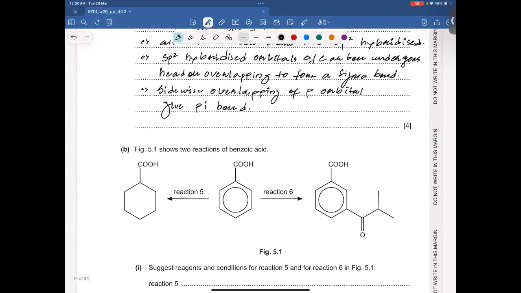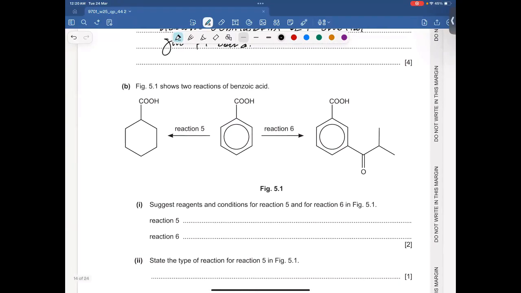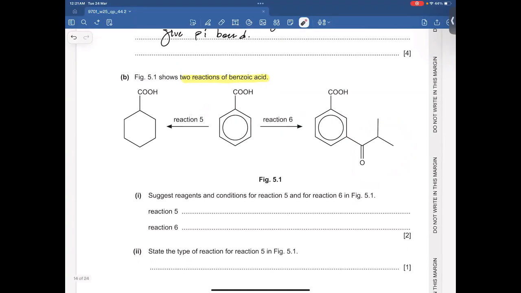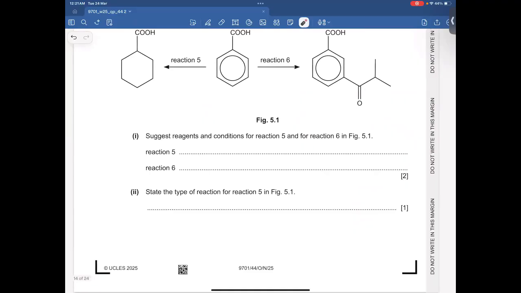Okay, next B part. This figure shows two reactions of benzoic acid. So in reaction 5, from here to here, the pi bond of benzene disappears, which means this is going to be hydrogenation reaction, also called reduction, also called addition of hydrogen, in which I'm going to use hydrogen gas in the presence of nickel catalyst. And reaction 6, I need to attach an acyl group, which means acylation takes place. So reaction 6 is acylation, and for that we need acyl halide as a reagent, and reaction 5 is basically hydrogenation. So suggest reagents and conditions for reaction 5.